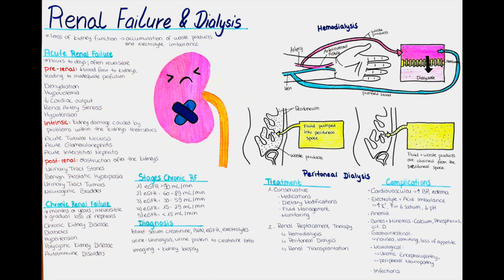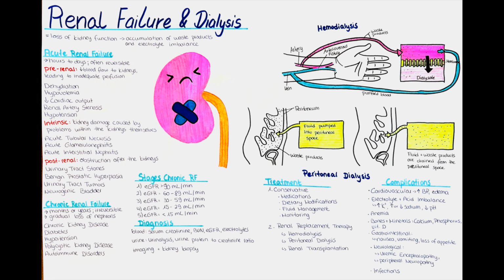Acute renal failure is characterized by a sudden and rapid decline in kidney function, typically occurring over a period of hours to days. It is often reversible if the underlying cause is identified and treated promptly. Acute renal failure can be further classified into three categories, which are pre-renal acute renal failure, intrinsic acute renal failure, and post-renal acute renal failure.